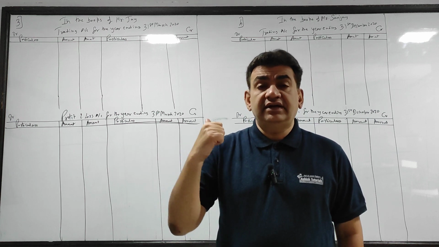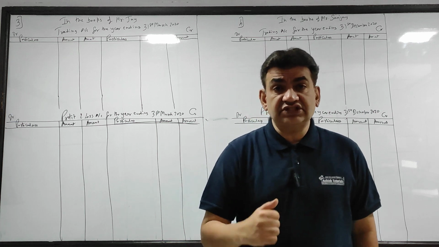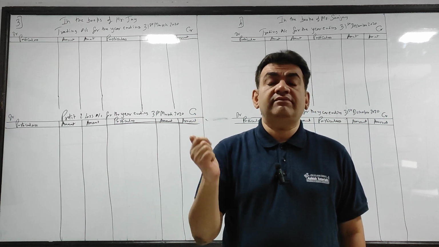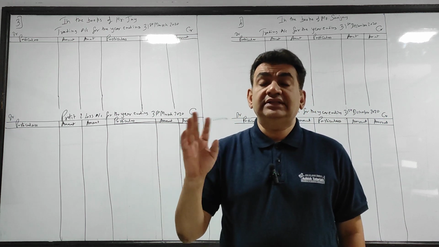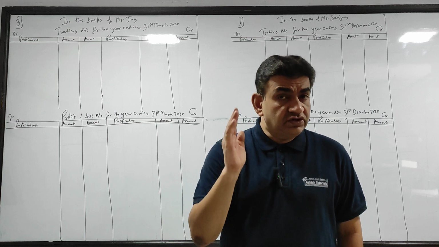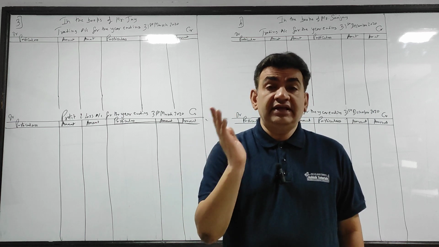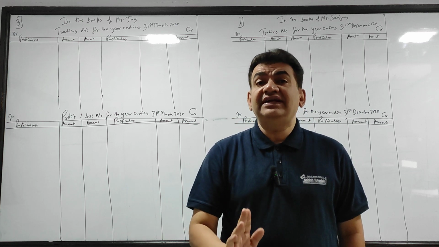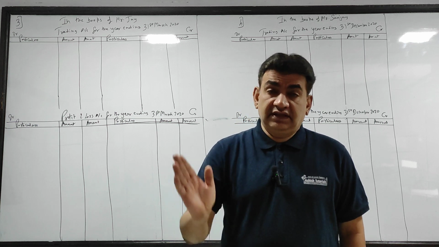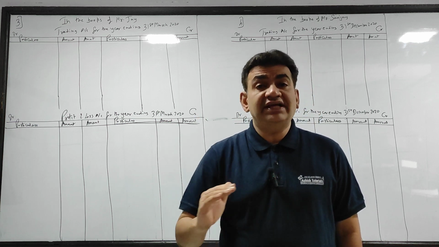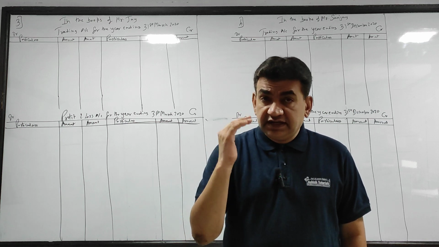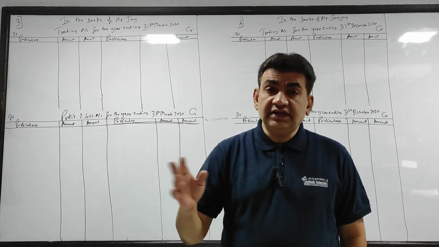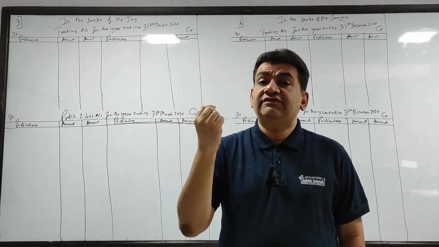I'll repeat again. The main motive of preparing trading account is to find out the gross profit or gross loss, and the main motive of preparing profit and loss account is to find out the net profit or net loss. What is gross profit? Direct profit. I gave you the example we studied in the previous class. Net profit is the final profit after adjustment of all other expenses and income. That is the final net profit.